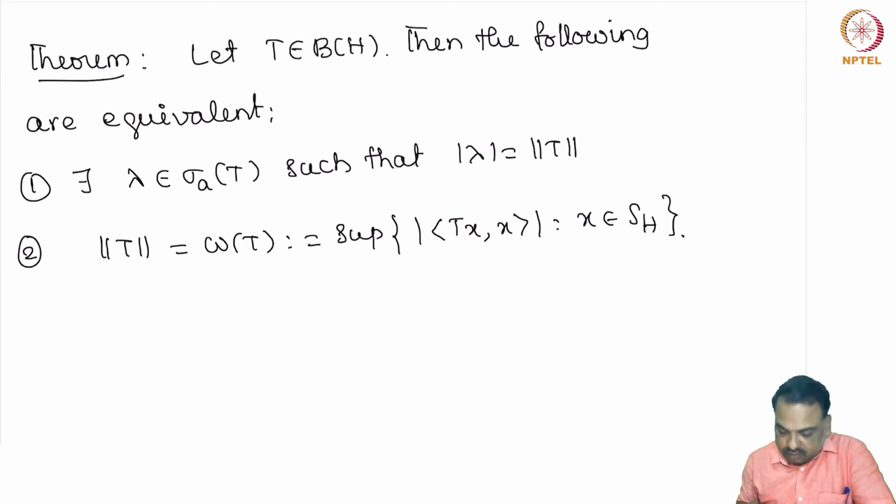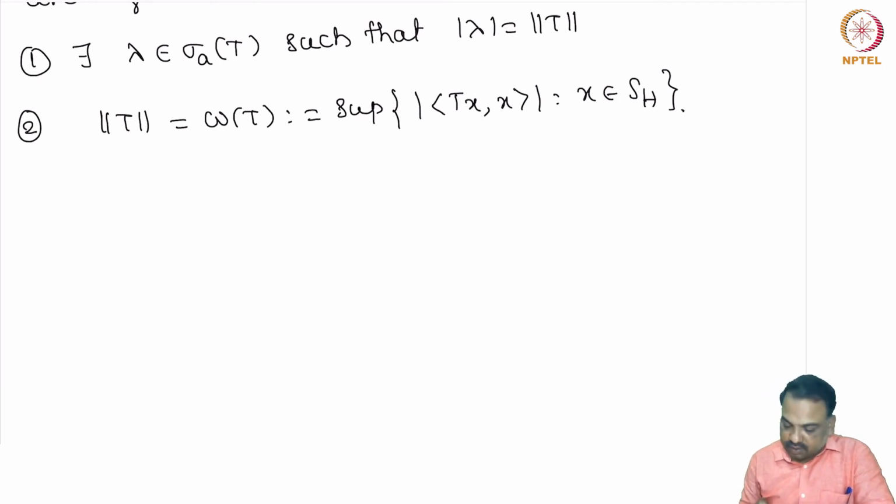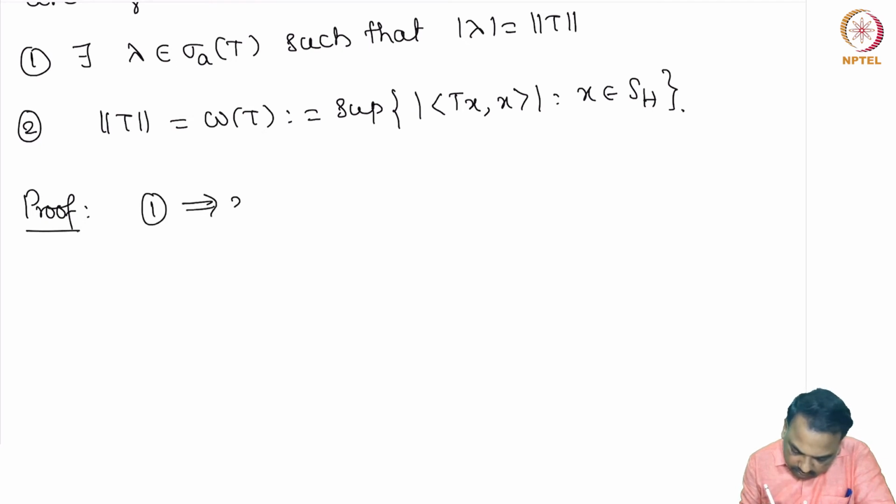Earlier we have discussed the definition of numerical range and numerical radius, and we have shown that for a self-adjoint operator, the numerical range and numerical radius are the same. Okay, so let us look at the proof of this one. 1 implies 2.